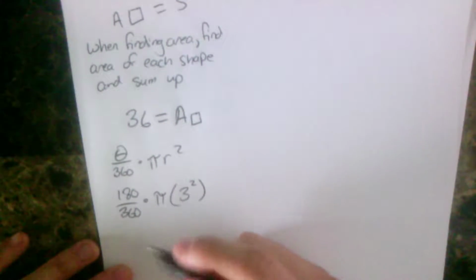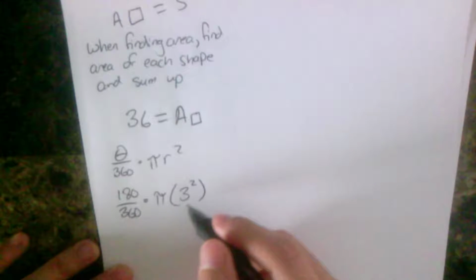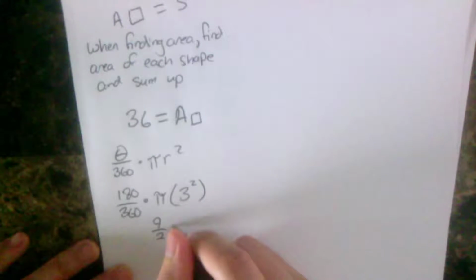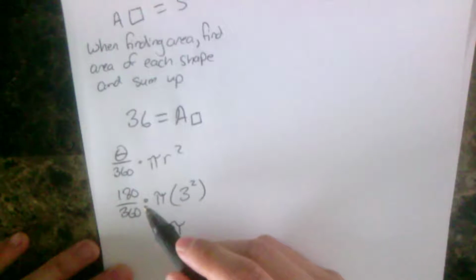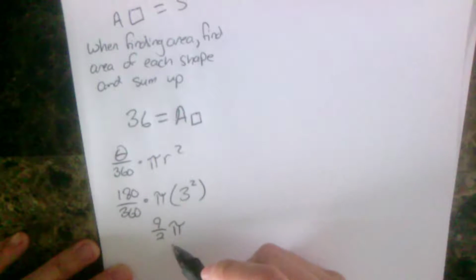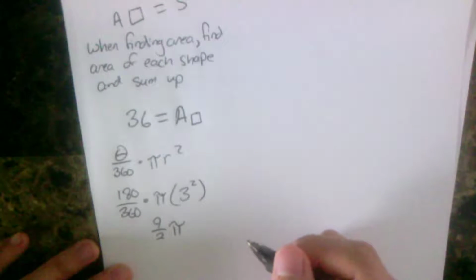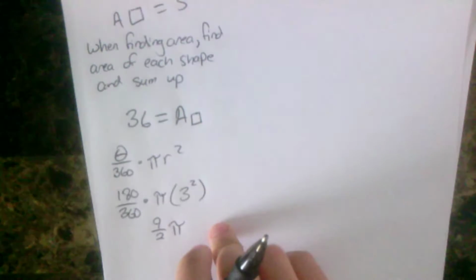And then we do our math. You can do this in a calculator, but this is really just half of 9. So I'm going to say 9 over 2 pi. Because 3 times 3 is 9, and this is a half. So 9 times 1/2 is 9 over 2, and then pi. Again, you can do this in a calculator if you had to.